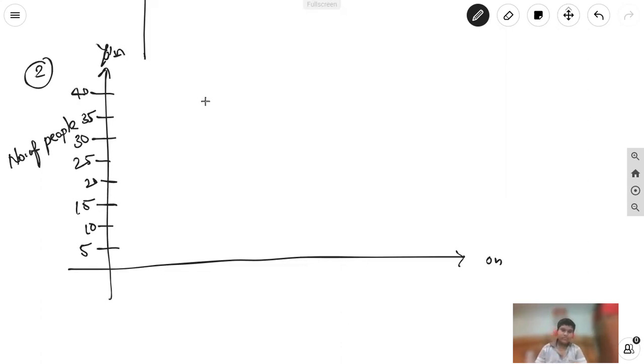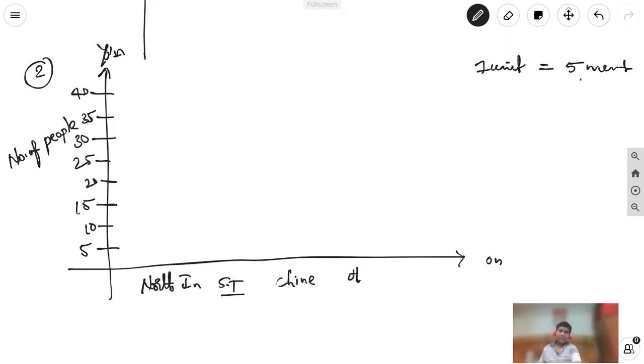That is nothing but a scale where 1 unit on the y-axis is equal to 5 members. On the x-axis, we can take the different items: North Indian is 1 bar, South Indian is 1 bar, Chinese is 1 bar, and others is 1 bar.